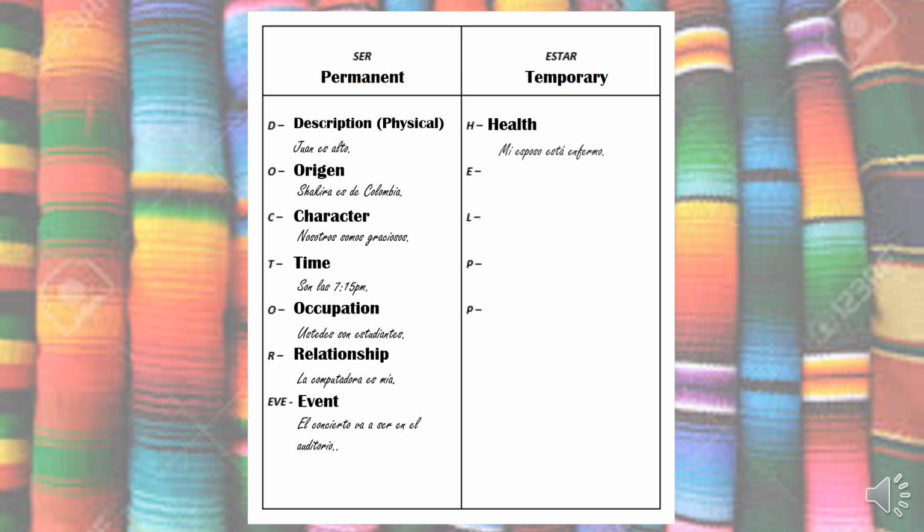Like, for example, your health. Mi esposo está enfermo. My husband is sick. However, we hope that that's not going to be a long-term affair and that can quickly change and he can quickly get better. We use estar to deal with emotion. Nosotros estamos aburridos. We are bored. Hopefully, sometime in the near future, something interesting will happen and we won't be bored anymore. It should be easy to change.